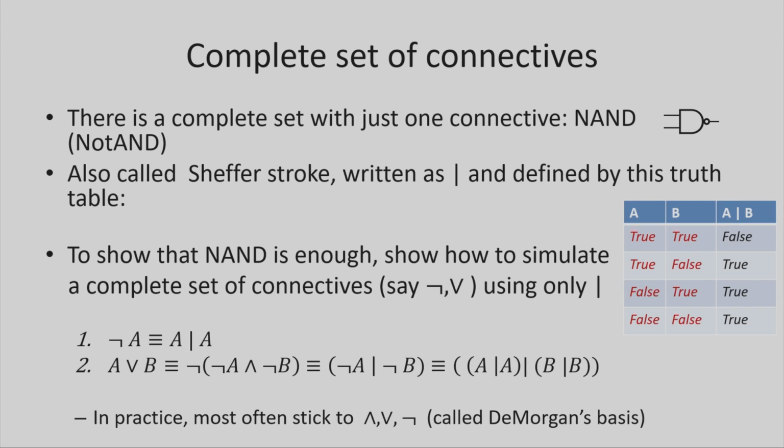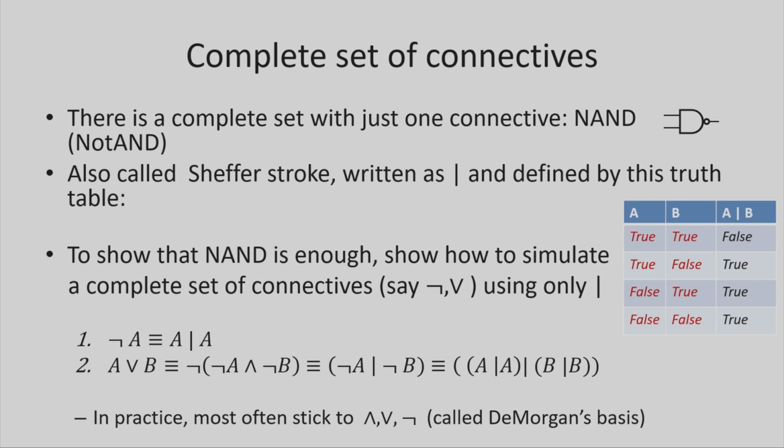Let's now see that you could simulate any complete set of connectives, and you could therefore code any truth table by just using formulas with only that NAND or Sheffer stroke connective. In order to do that, it's enough for us to show that you could simulate not, and you could simulate either one of and or or, let's say or, using only this one. Let's do not first.